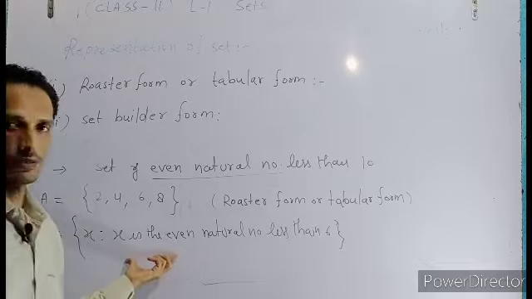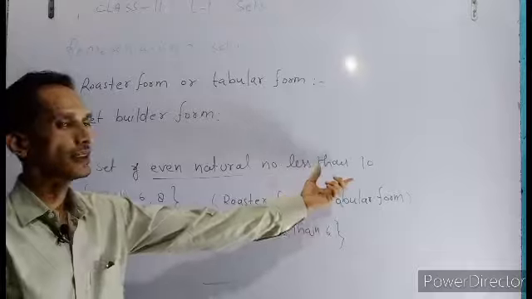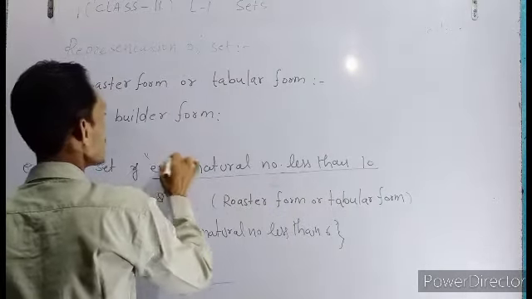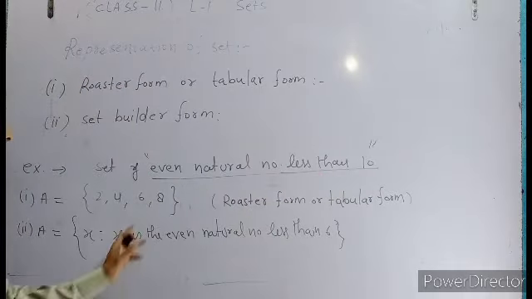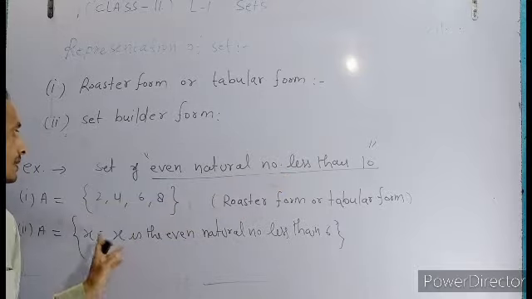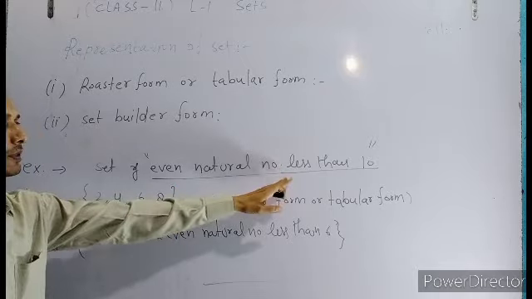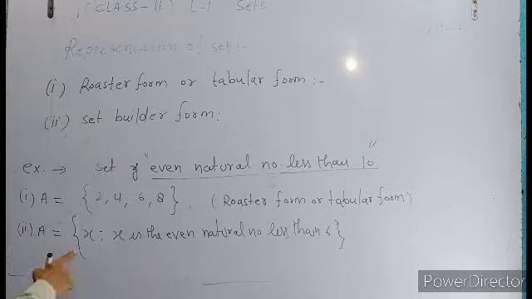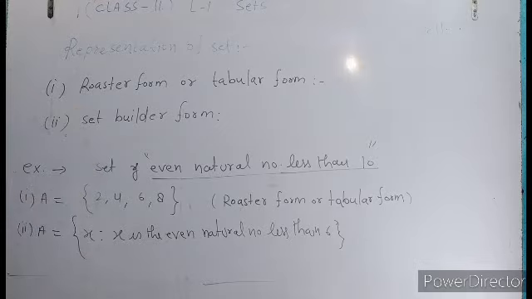We build the set by using the common property. What is the common property? Even natural number less than 10. That is the common property which is satisfied by all elements, that is 2, 4, 6, 8. All of them come under this condition, under this rule. So this is called the set builder form, and that is called the roster form. These are the two ways to present a set: roster or tabular form, and set builder form.